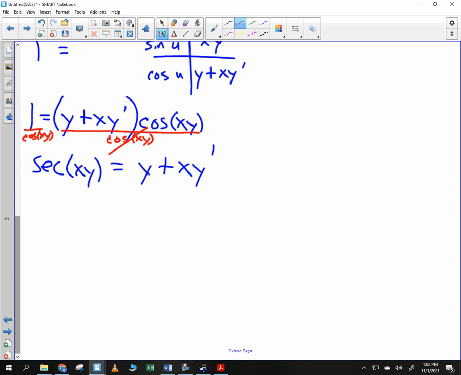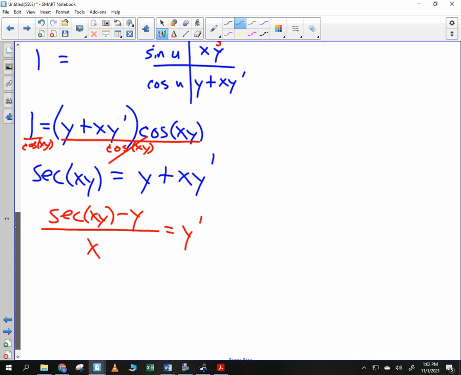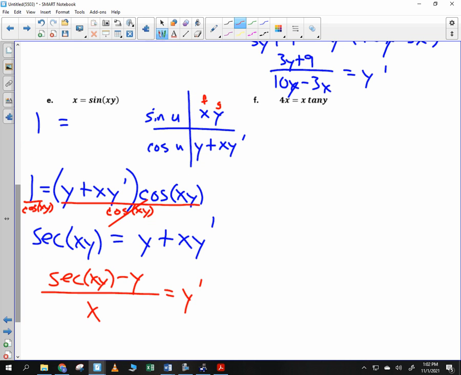All right, so now what am I going to do to solve? Subtract the y and divide by x. So you get secant of xy, we subtracted the y, and then we divided by the remaining x, and that's equal to y prime. That's kind of nifty. I mean, think about that when we started today. No clue. Impossible.